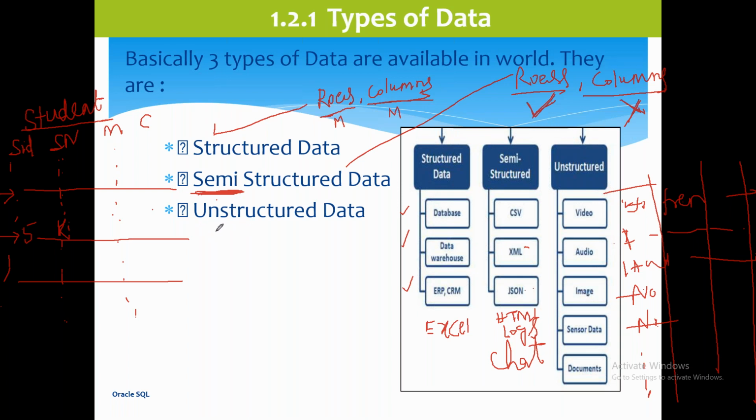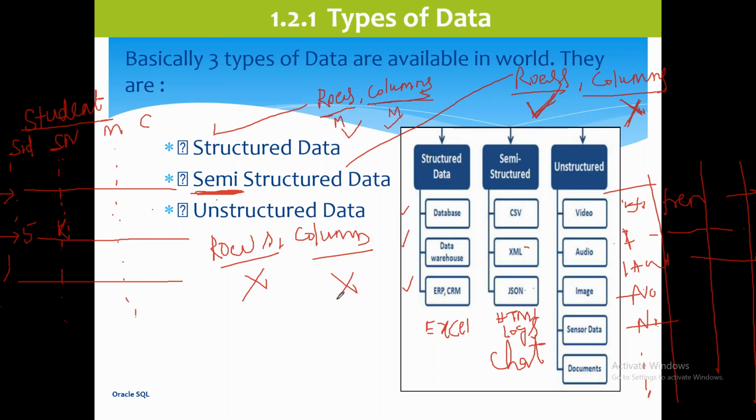So what are those? In this unstructured data, if we consider again row and columns. In structured, row meaning, column meaning. In semi-structured, row meaning, no column meaning. Now again we can take for this unstructured also row and columns. No row meaning, no column meaning. Row is not available, column is not available. Those kind of data also there.